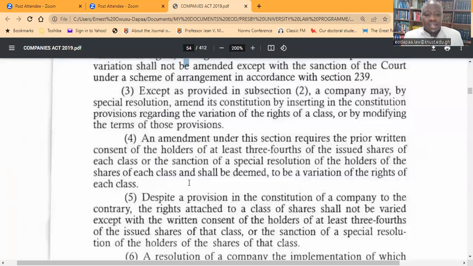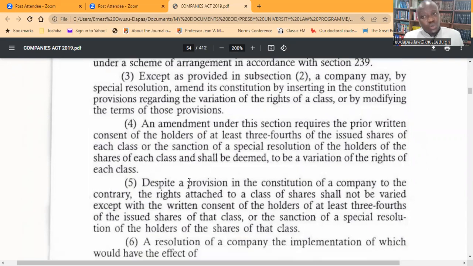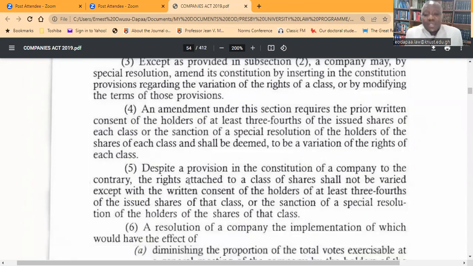So let's keep that in mind. Look at it, this is a very special majority. So 3/4, that comes to 75%, is it? So just as we have a special resolution, as we saw when we discussed members and also the constitution of the company last semester.